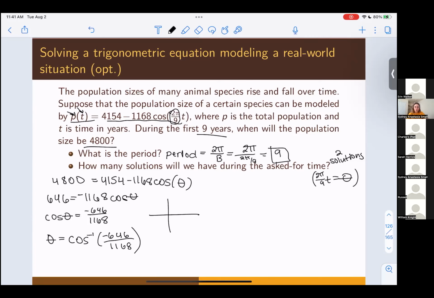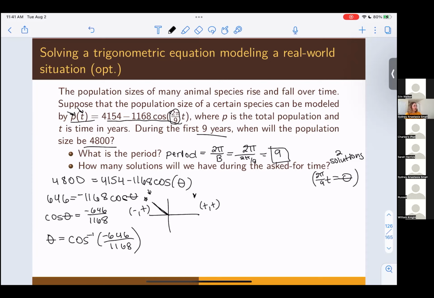Where is the inverse cosine function defined? It's defined in quadrant 1 and quadrant 2. It's defined from 0 to pi. Quadrant 1 has positive cosine, positive sine. Quadrant 2 has negative cosine, positive sine. I'm looking for the quadrant where the inverse cosine function is defined that has a negative value for cosine. That is quadrant 2. So I know my angle is going to lie in quadrant 2, just like so.